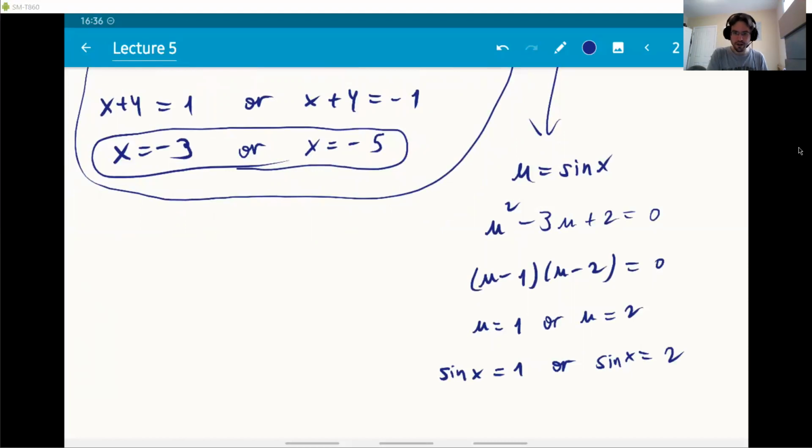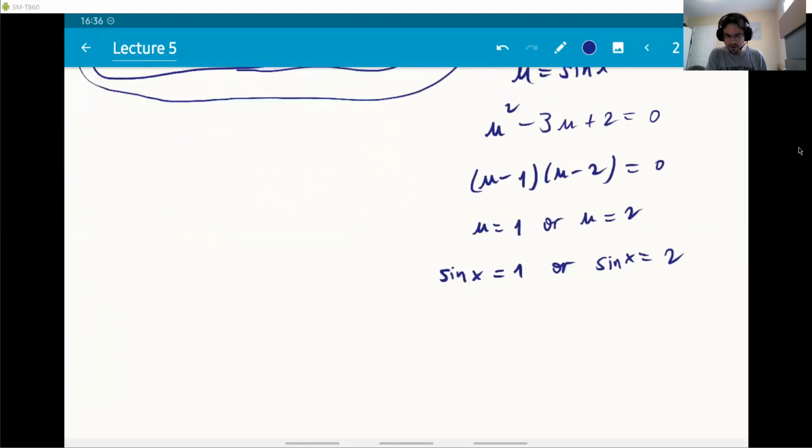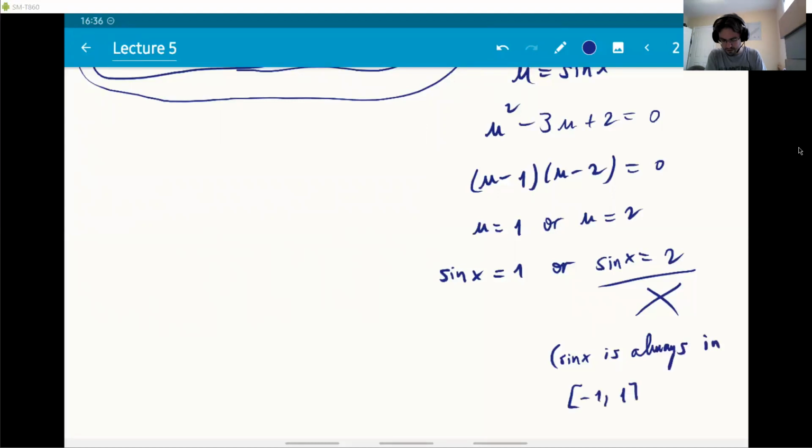So now we again need to study these two possible situations here. We're looking for numbers whose sine is 1 or 2. Well, sine of anything is always between -1 and 1, so this part we can immediately discard. Sine of x is always in the closed interval between -1 and 1. You can never find a number whose sine is 2. But for this part, sine of x equals 1, there are numbers with a sine of 1.